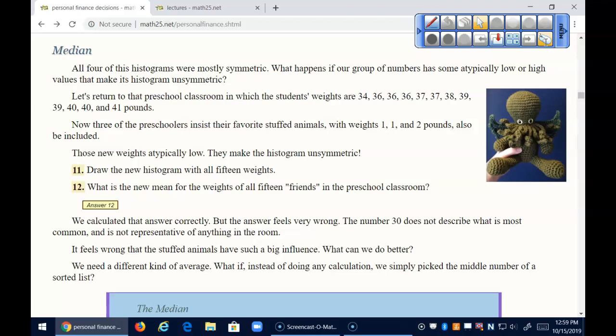So we're going to go back to our preschoolers. Here are their weights again. And 3 of them have stuffed animals that weigh either 1 pound or 2 pounds. So they insist that their friends are included when we find the average weight for people in the classroom. So what would the new histogram be like? And what is the new mean for the weights of all of these 15 friends?